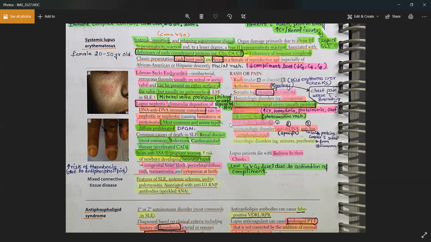And all that because of two things. One is a deposition of the immune complexes in different tissues of your body. And second is the formation of antibodies, right, against the cells, against the DNA of the cells, right, against the spliceosome complex of the cell.